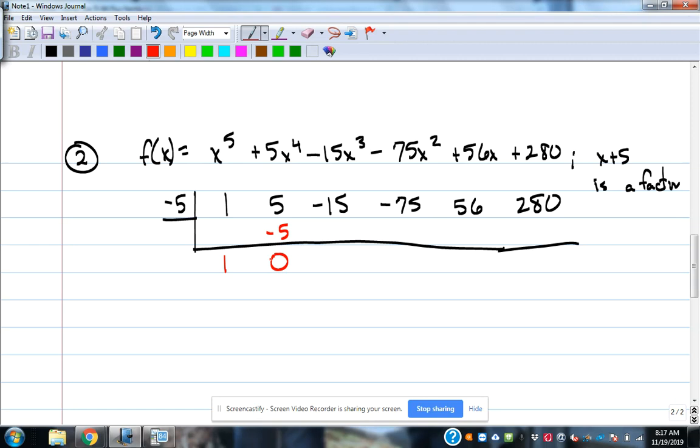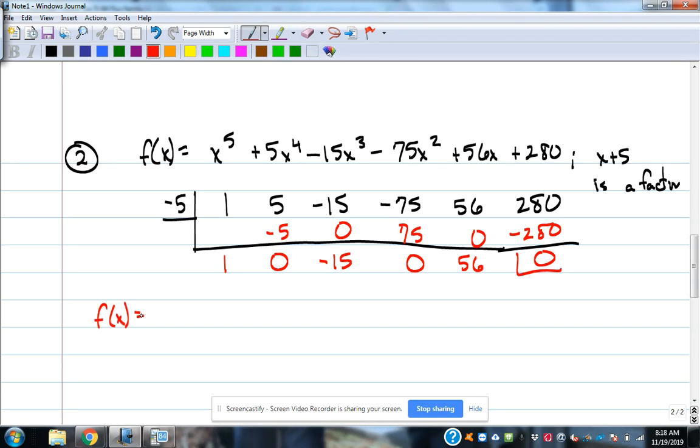-5. Hey, there's a 0. That's nice. And then -15 times -5 would be positive 75. There's another 0. That's nice. And there's a 0. That's 56. It's easy. And what do I know that 56 times -5 should be? -280, right? Because they told me it was a factor, my remainder should be 0. And -5 times 56 is -280. So, all right, let's look at what that did to the polynomial.